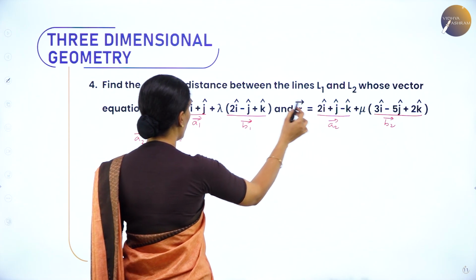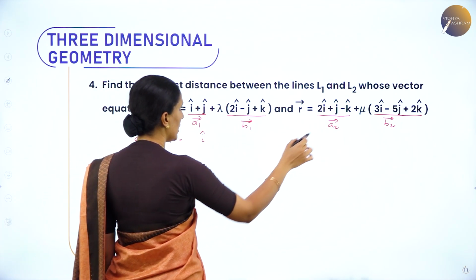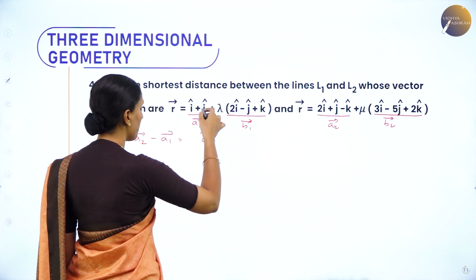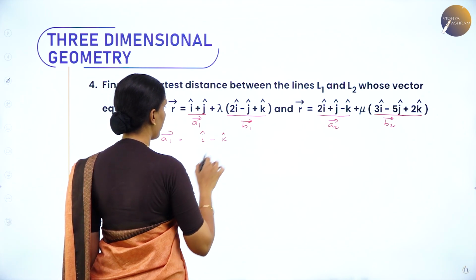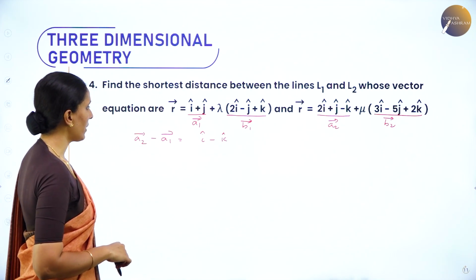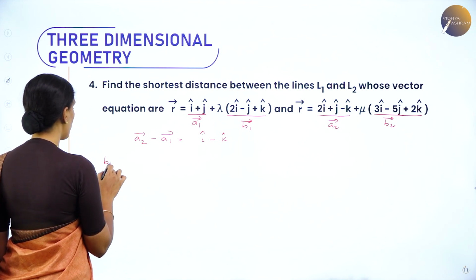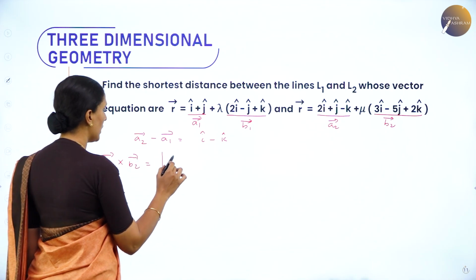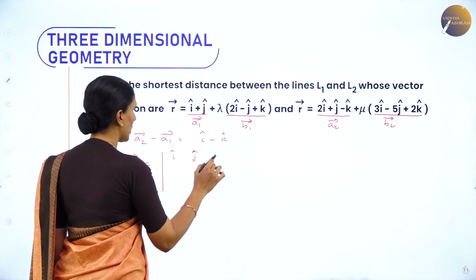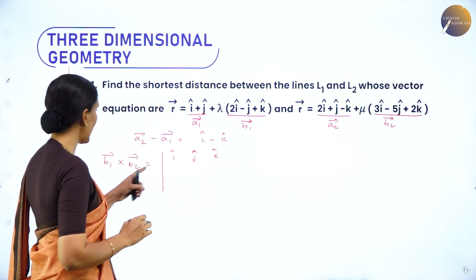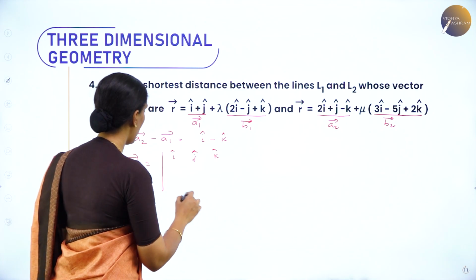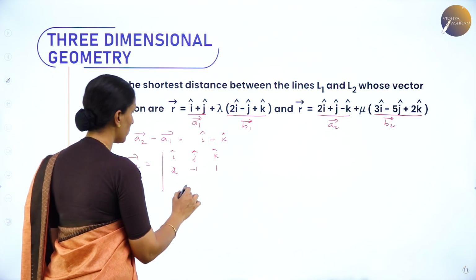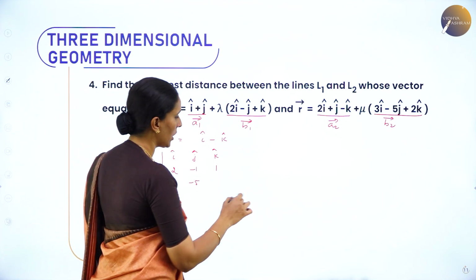We have 2i minus i is i, j minus j is 0, and minus k minus 0 is minus k. So A2 minus A1 is i minus k. Let's take the cross product of vector B1 and vector B2. To write the cross product, in the first row we always write the components i, j, k. In the second row we write the scalar components of B1, that is 2, minus 1, 1. In the third row we write the components of B2, that is 3, minus 5 and 2.